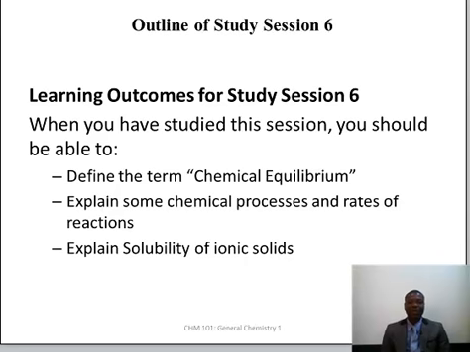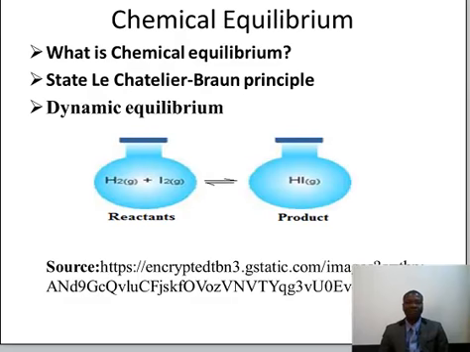The learning outcomes for study session 6 are as follows. 1. Define chemical equilibrium. 2. Explain some chemical processes and rates of reactions. 3. Explain solubility of ionic solids.